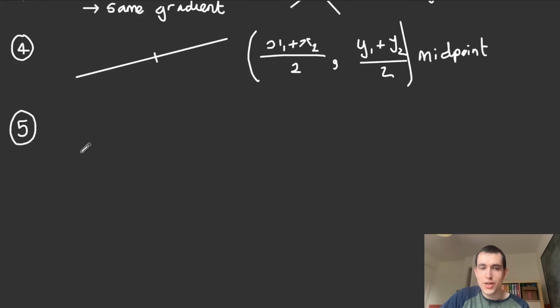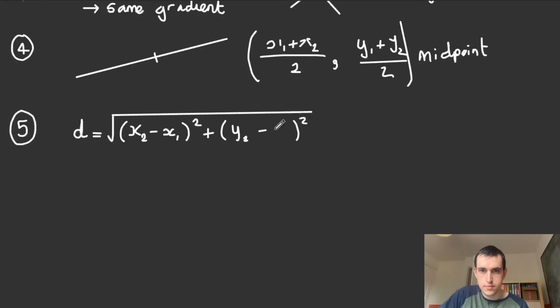The next thing you should know is the distance formula between 2 points, which is the big square root of (x2 - x1) squared plus (y2 - y1) squared. The x2 and x1 can be swapped, and the y2 and the y1 can be swapped because it's in a bracket squared, so it doesn't make any difference.